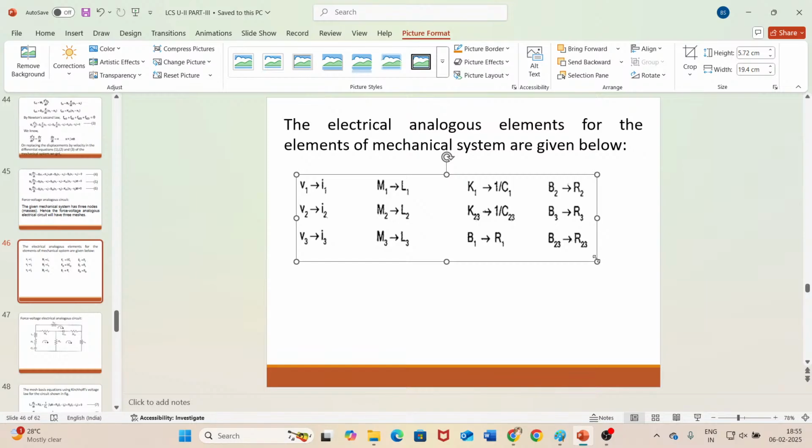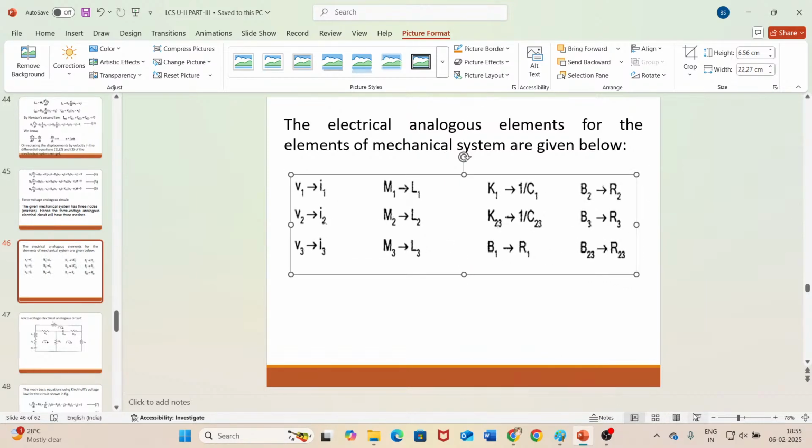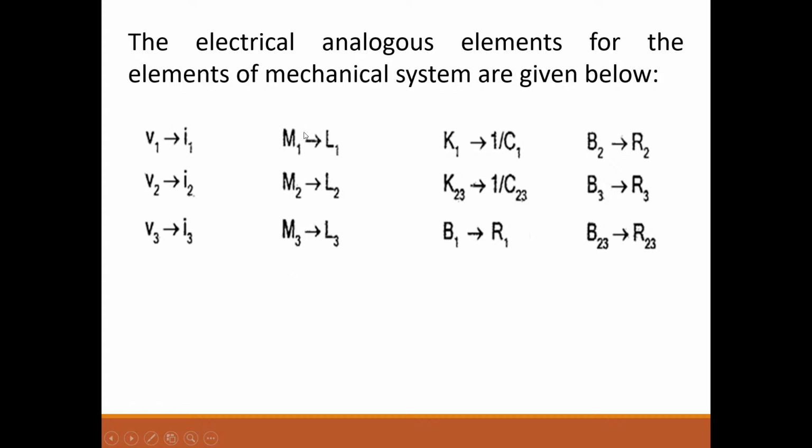So these are the left side terms, besides the arrow mark. Left terms are the mechanical elements. Right terms are the electrical elements. So these electrical elements are analogous to these mechanical elements.